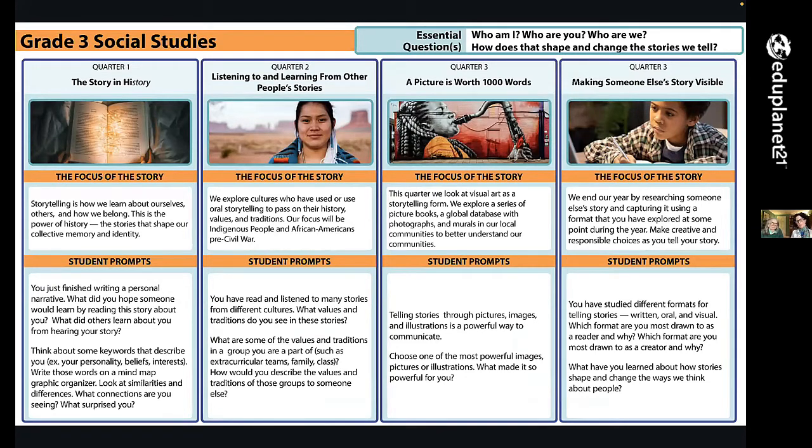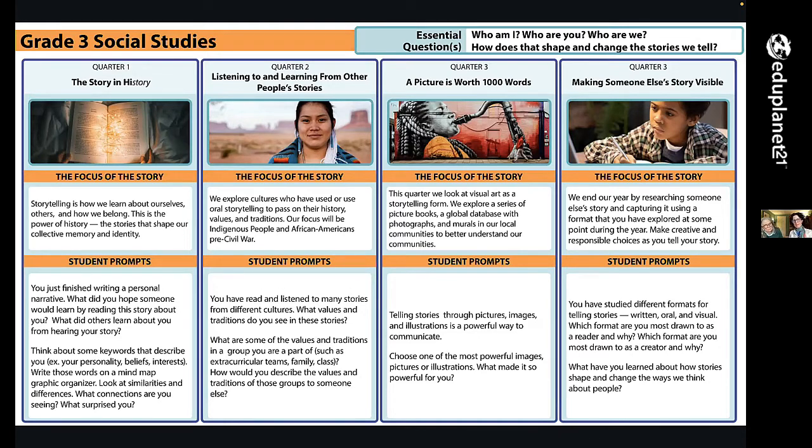So the notion is that in Q1, they started to think about their drafting of a personal narrative based on what they have been reading, as well as the production of a personal narrative. But the interesting dynamic here when it comes to the story and history is, how does telling my story actually impact who I am and how I see myself, but also how others might see me based on their reading and analysis of it. Then we move from the personal narrative, the personal story, to the idea of learning other people's stories. So Q2 is an opportunity to engage in the genre of oral storytelling. And as we do this, focusing on Indigenous people and African Americans in the 19th century.